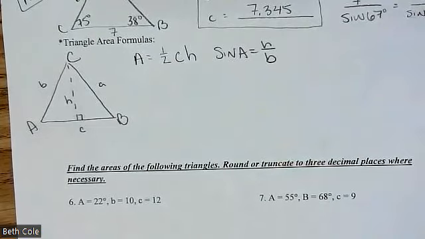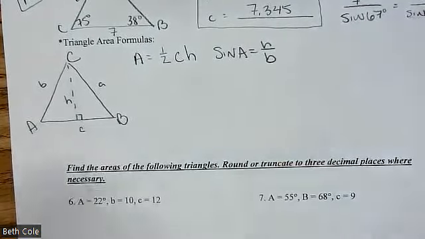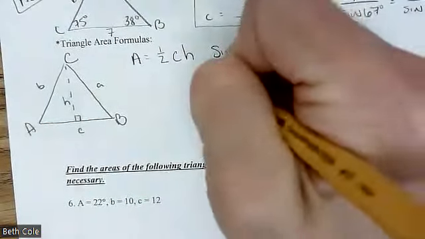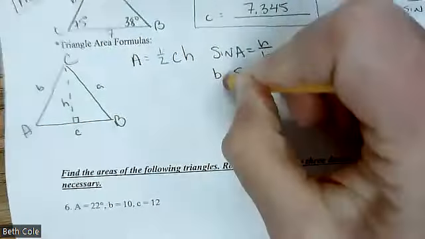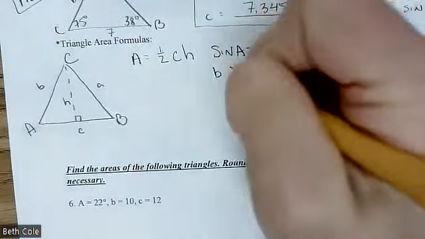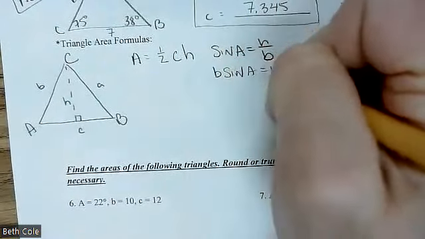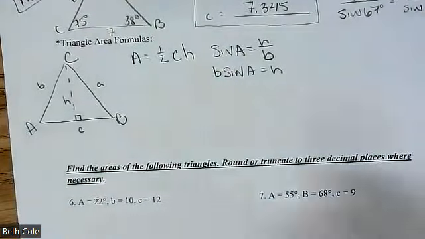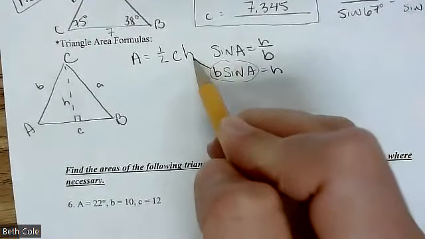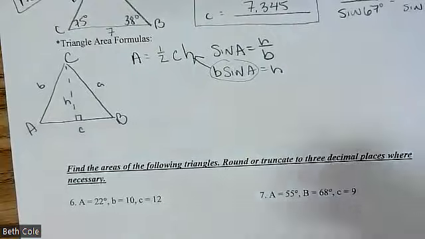And if you get H by itself, how would you get H by itself is actually how I should say it. Multiply the B over. So B sine of A equals H, equals your height. So if you take this and substitute it in for the height, that will give you your formula.